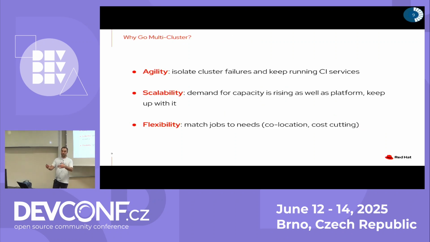So the reasons for going multi-cluster are that we want to be agile. We want to isolate clusters with failures and keep running CI services for over 1,000 repositories. We want to scale. And we also need flexibility. Some tests are running on AWS, some tests are running on GCP. It's more efficient to attach them to the clusters running on those providers because of, for example, costs, collocation. Yeah, we want to cut costs, of course.